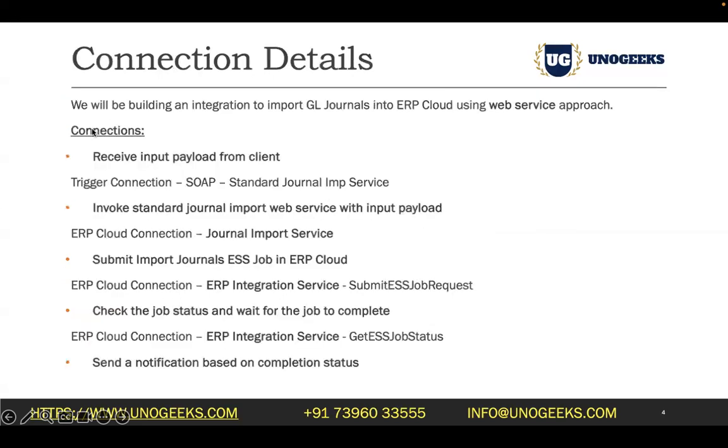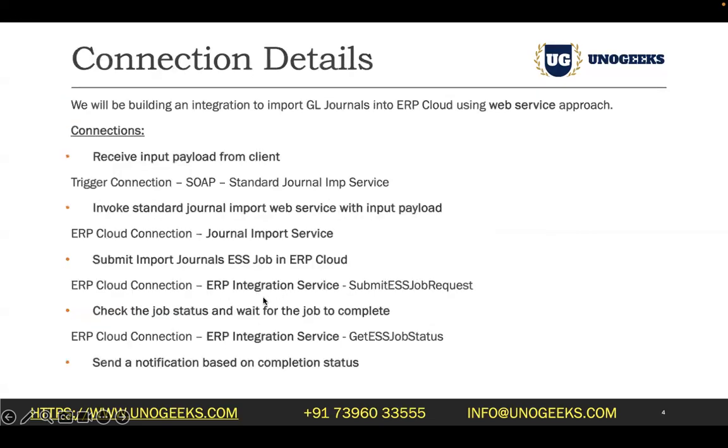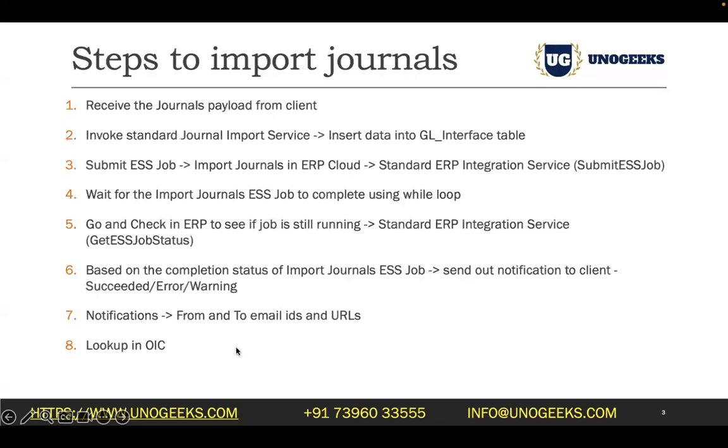So they would trigger our service, pass in a journal batch as input, let's say 10 lines or 100 lines or 500 lines, and they forget about it. So we do the end-to-end processing, and then at the end of it, we would be sending out an email notification. Now, what are the connections that we need for this integration, guys?